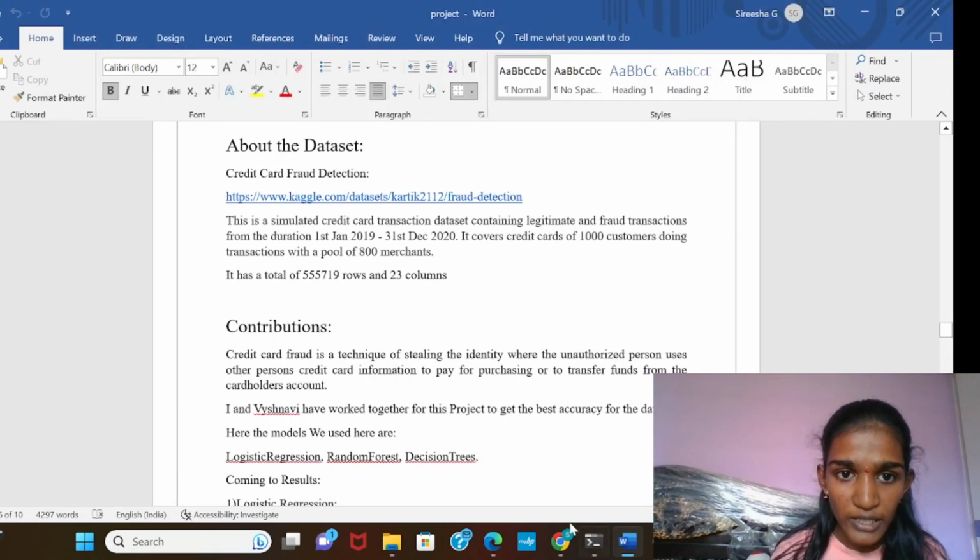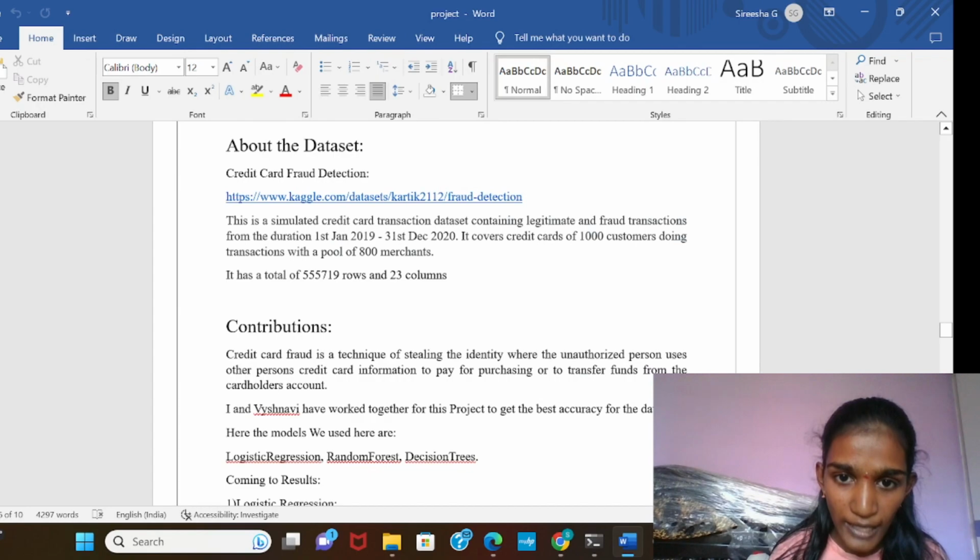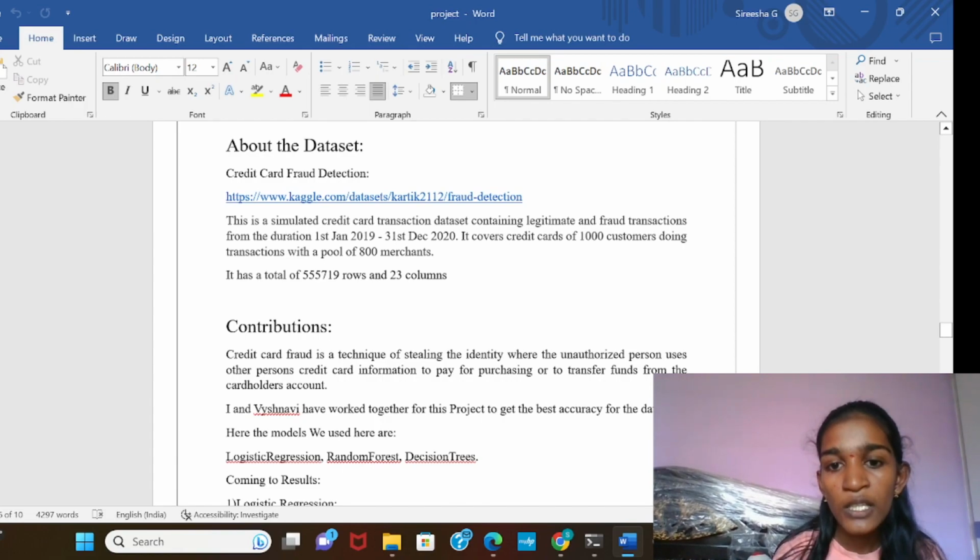Coming to our documentation and our dataset, this dataset is taken from Kaggle, which is a simulated credit card transaction dataset, which contains fraud transactions from the duration of 1st January 2019 to 31st December 2020. It covers credit card transactions of 1,000 customers doing transactions with a pool of 800 merchants. It has a total of 555,719 rows and 23 columns.